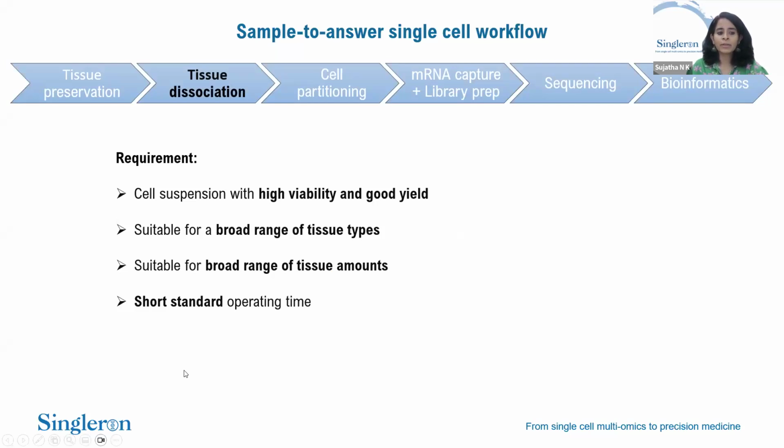You also want something that can work on a broad range of tissue amounts, because sometimes you might be working with biopsy samples, clinical samples that have very little. Sometimes you have a lot of sample to work with. So you need something that can work across the range. And of course, it's always good to have a short operating time protocol. You don't want the tissue to be sitting around for too long in the dissociating process, in case your viability starts dropping.